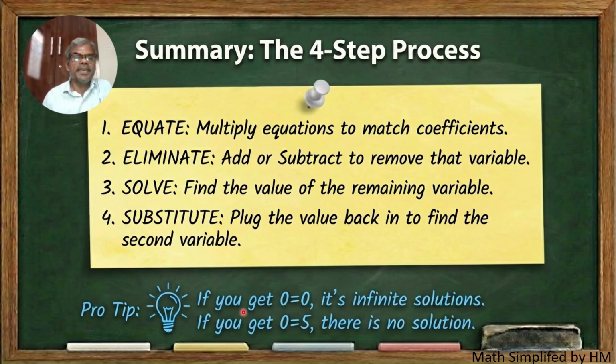Professional tips: if you get 0 is equal to 0, the system has infinitely many solutions. If you get 0 is equal to 5, or a is equal to b, the system has no solution.